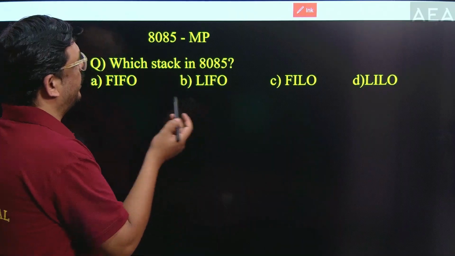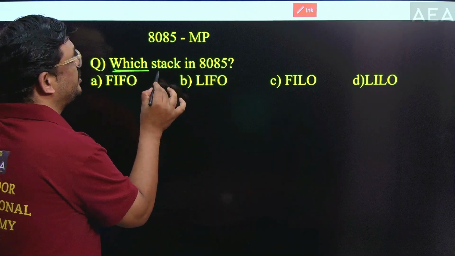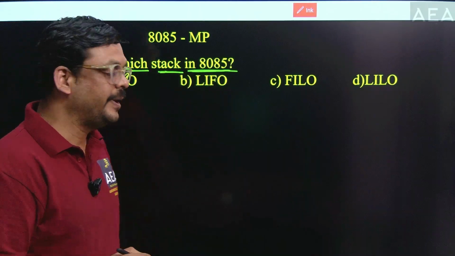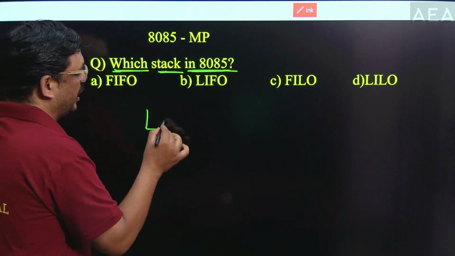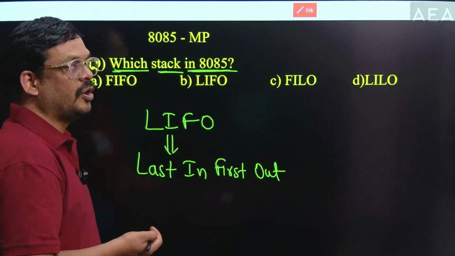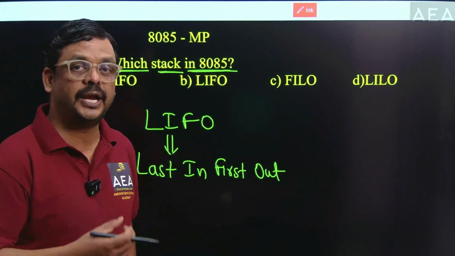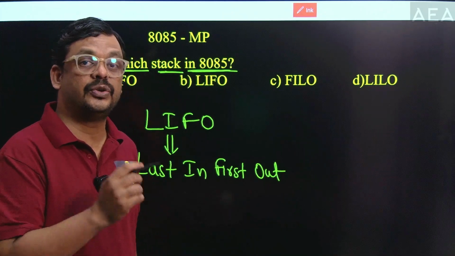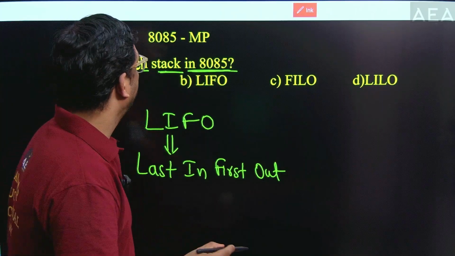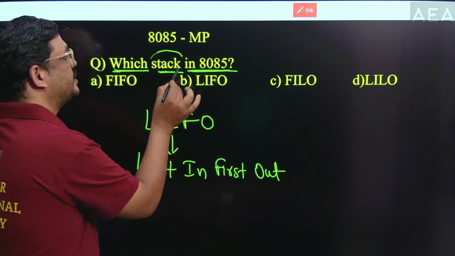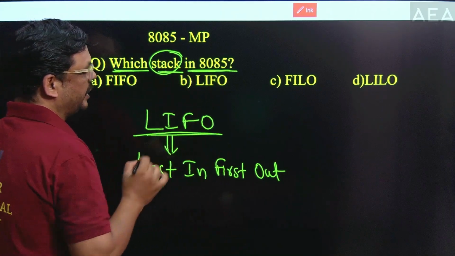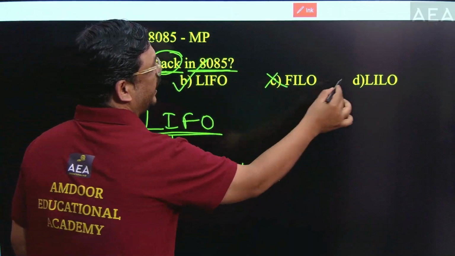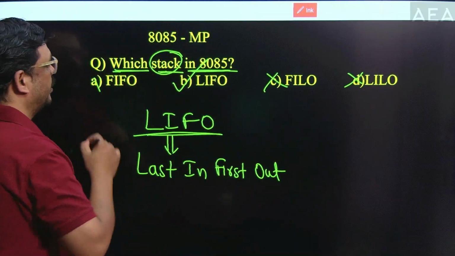Another question from the 8085 microprocessor: which stack is in the 8085 microprocessor? The 8085 microprocessor stack follows LIFO, last in first out. Stack always follows LIFO, last in first out, and if it is a queue, some queue registers are also available, and that queue follows FIFO, first in first out. But in the 8085 microprocessor, the stack always follows the LIFO technique, last in first out. So option B satisfies, and the remaining options are wrong here.